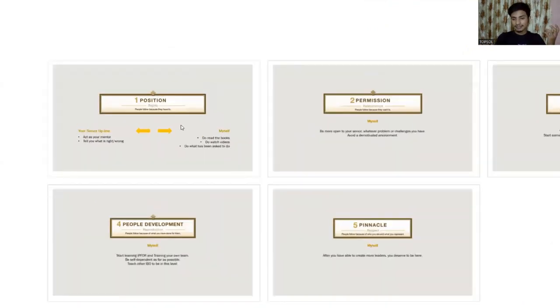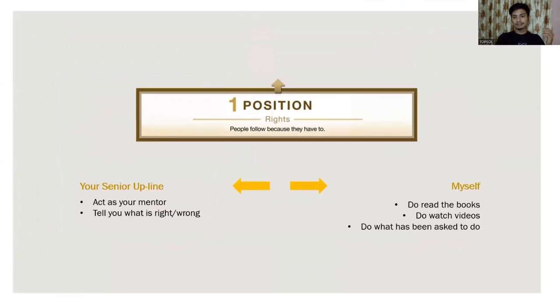The very first level is the positional level. I want you to observe this word better here: the right. And there is a phrase that follows after that: people follow because they have to.